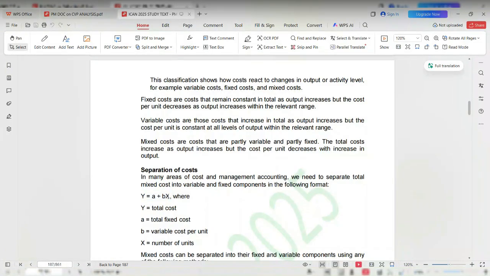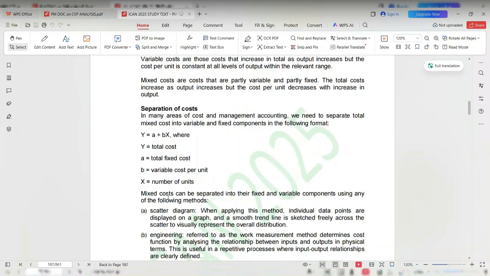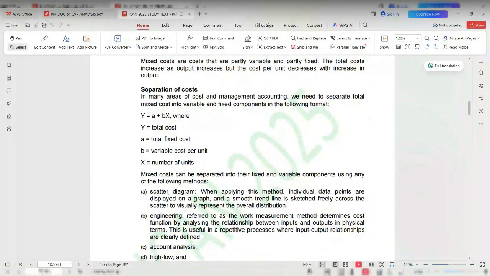But take note of this formula. Mixed costs can be separated into their fixed and variable costs. In a scenario whereby the total cost comprises variable cost and fixed cost, that is mixed. So they can ask you to separate it. While separating it, we can use the following methods. We can use the scatter diagram, where individual data points are displayed on a graph and a smooth trend line is sketched freely across the scatter to visually represent the overall distribution.